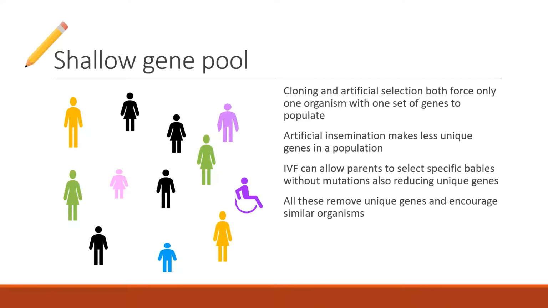Artificial insemination makes less unique genes in a population. So if you get a prize animal, maybe it's the dog that wins the dog show, right? If you get that dog to have puppies and you only use that dog to make puppies, then you're going to get less unique genes in the gene pool.